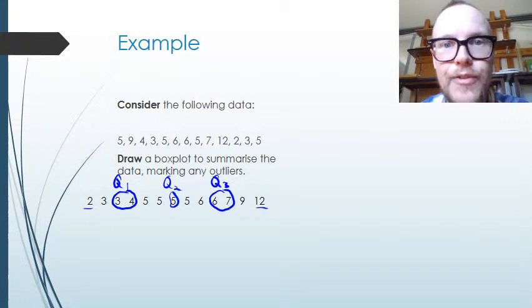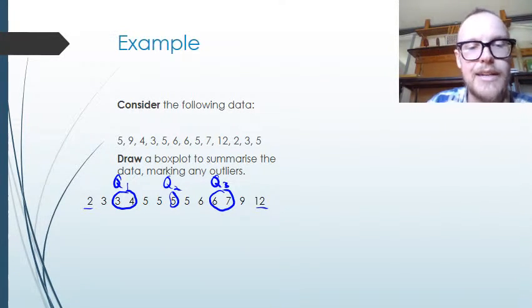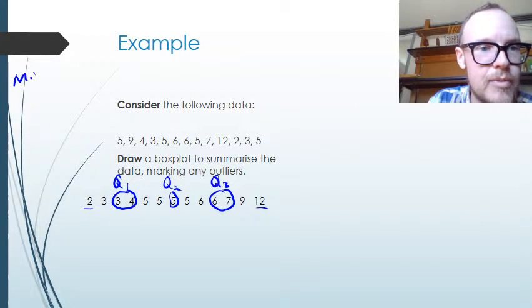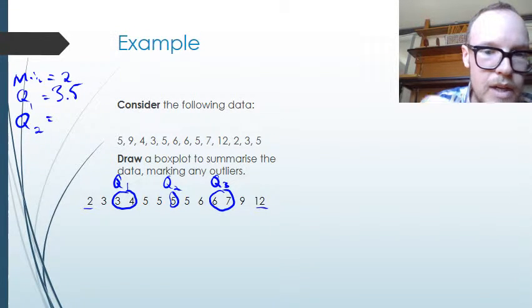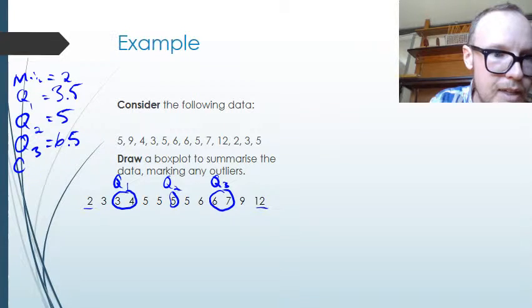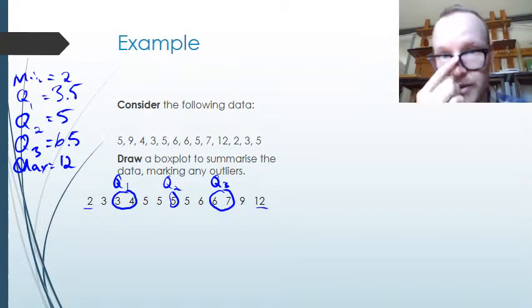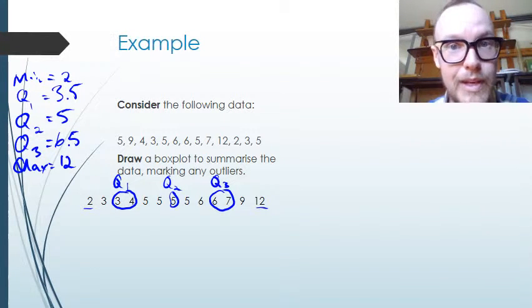So if we're looking at our 5-figure summary, then we can say that our minimum value here is 2, our Q1 is going to be 3.5, Q2 is going to be 5, Q3 is going to be 6.5, and our max is going to be 12. It's our maximum value. So now we need to determine whether there are any outliers, because we need to make sure we graph those outliers first before drawing our box and whisker plot.